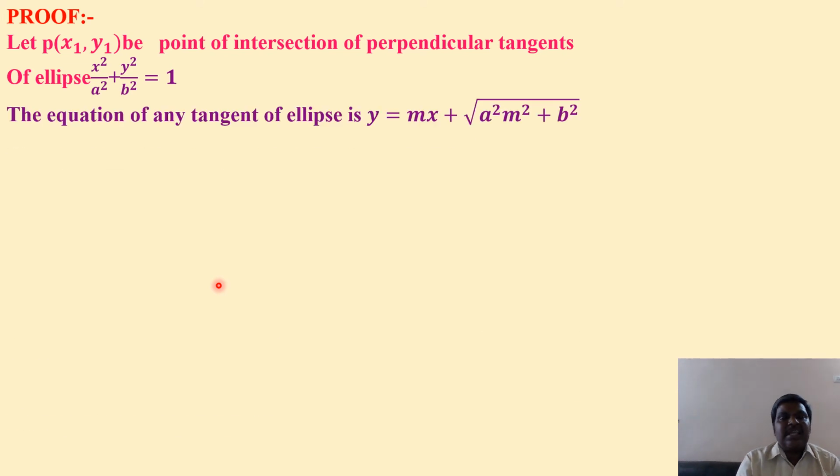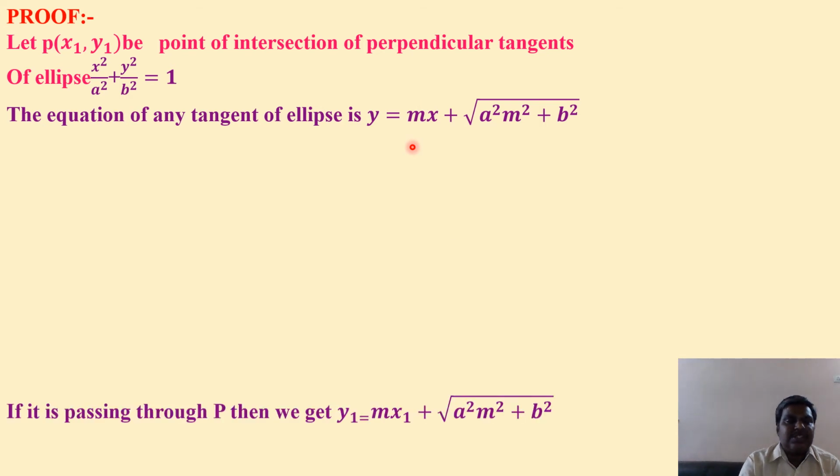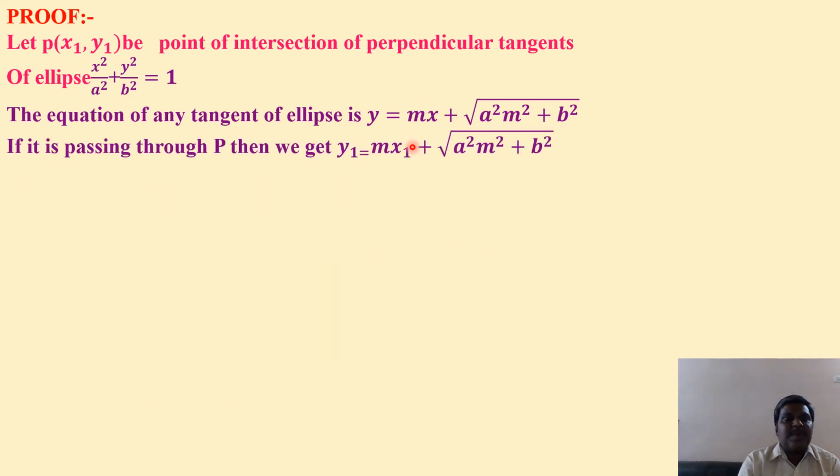Consider the equation of any tangent of the ellipse in slope form. What is that? y is equal to mx plus root of a square m square plus b square. If it is my required tangent, then it must be passing through (x1, y1). To get the required result, you have to substitute the point (x1, y1) in my tangent. So, if it is passing through the point P, we get y1 is equal to mx1 plus root of a square m square plus b square.